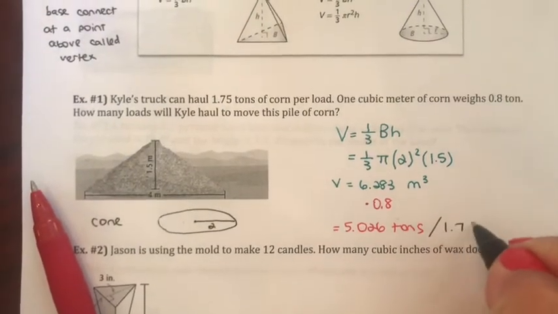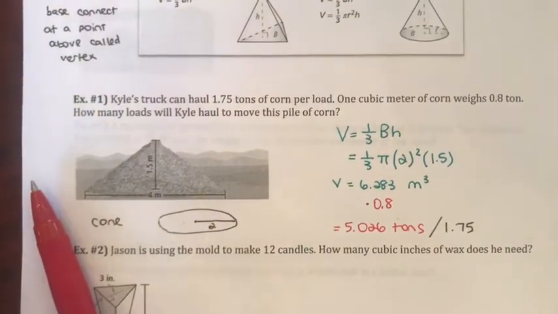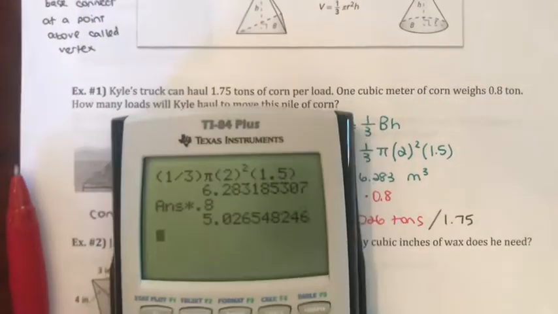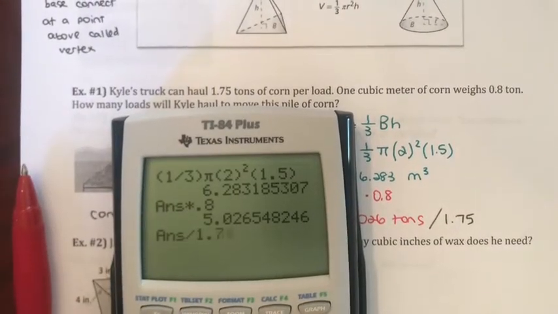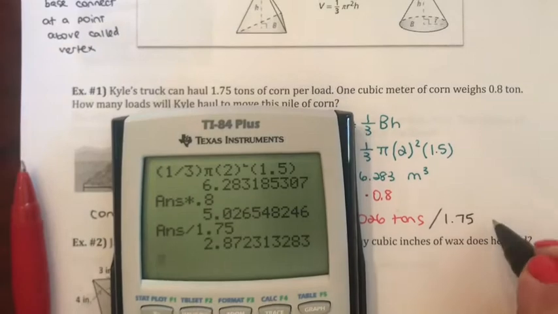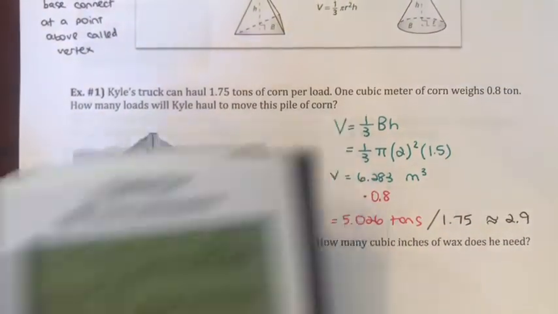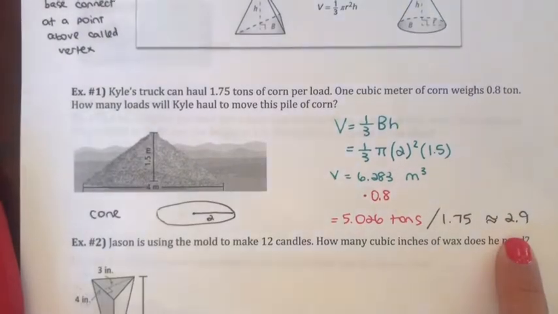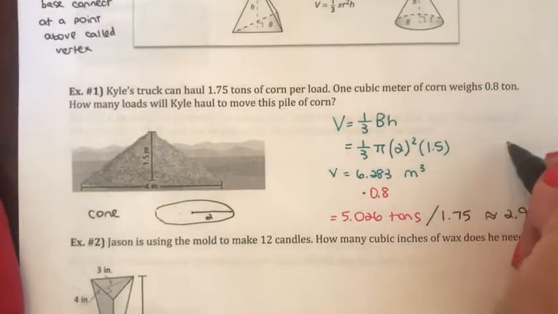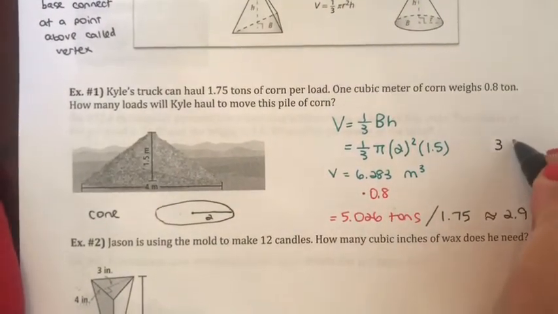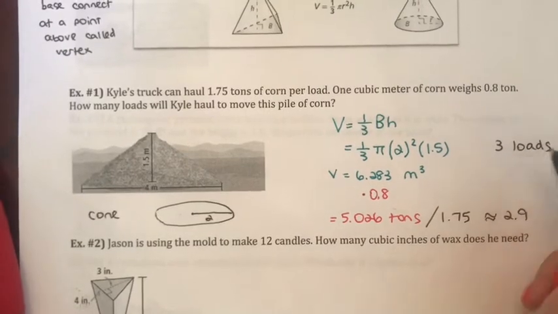Now, if his truck can haul 1.75 tons of corn, we're going to divide this by 1.75 to see how many trips we're going to need to take. Notice that we've got about 2.9. Well, I can't make 2.9 trips. I would need 3 trips, or 3 loads, is what they're asking.